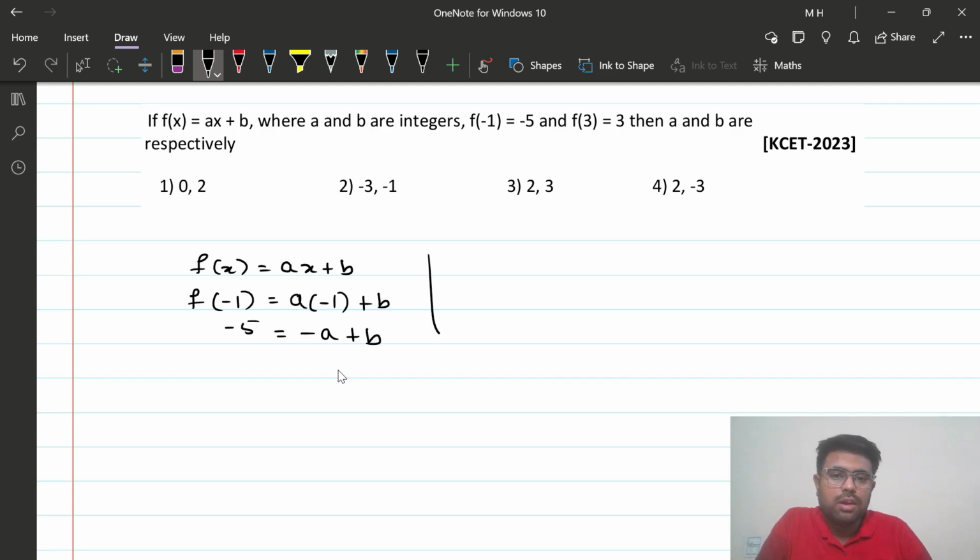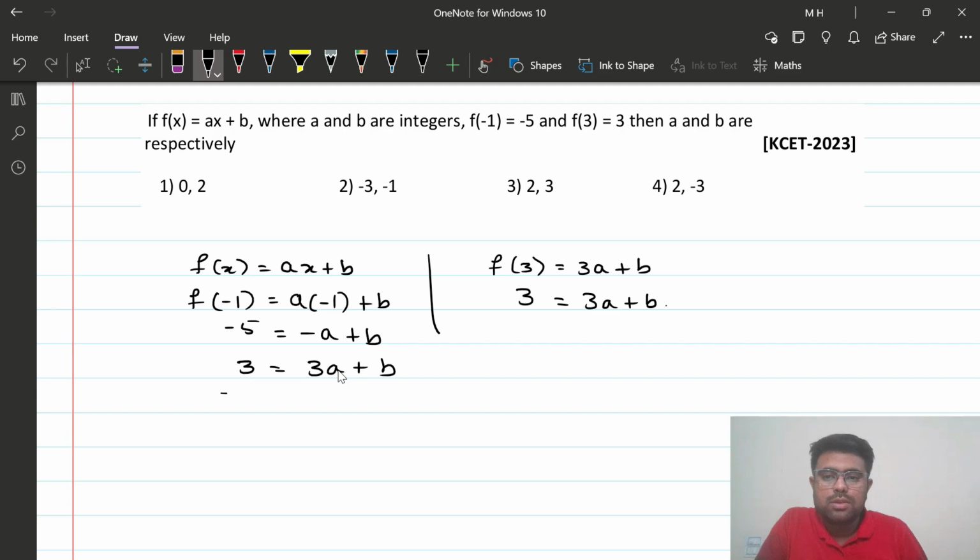In the second one, f of 3 is equal to what? It is 3a plus b, right? What is f of 3? F of 3 is 3, which is equal to 3a plus b. Fine. So if I have to solve these two equations, I will just bring it here. 3 equal to 3a plus b. So I will better subtract these two. B and b will get cancelled out. So minus a minus 3a is minus 4a equal to minus 8. Minus and minus will get cancelled out, so a is going to be equal to 2.